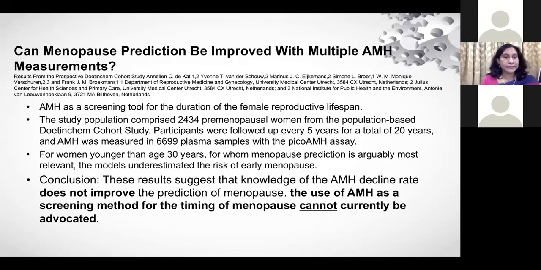Another study again checked whether menopause prediction could be improved with multiple AMH measurements. Since one AMH is not giving good prediction, whether multiple AMH levels can predict, but these results showed that the knowledge of AMH decline rate does not improve the prediction of menopause, and the use of AMH as a screening method for the timing of menopause cannot currently be advocated.